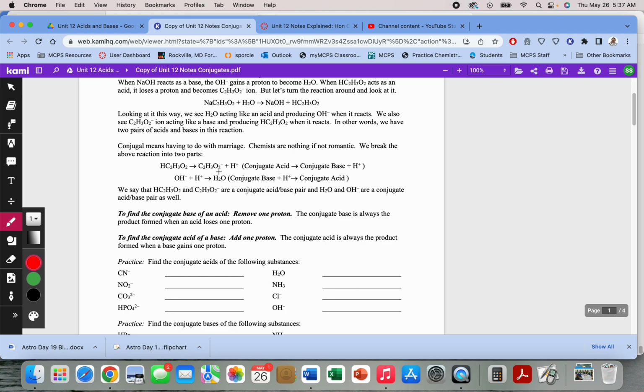If I take a look at a reaction like the one above, I had HC2H3O2 as my acid, right? Well, when it broke apart, when it gave up its H+, it created this, which was a base. And so I call these two things a conjugate acid and a conjugate base because they're inextricably linked. In other words, if this base reacted with H+, it would create this acid. If this acid acts like an acid, it creates this base. And so we call them a conjugate acid-base pair. And conjugate actually comes from the Latin for being married, right?